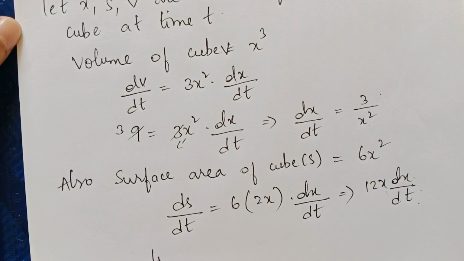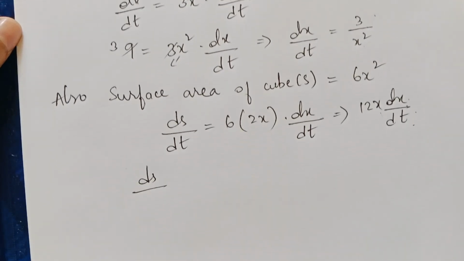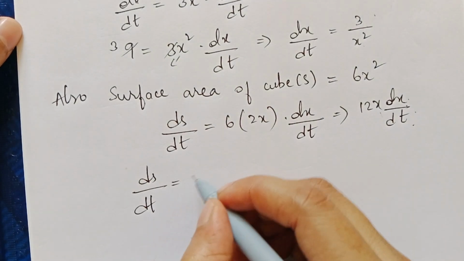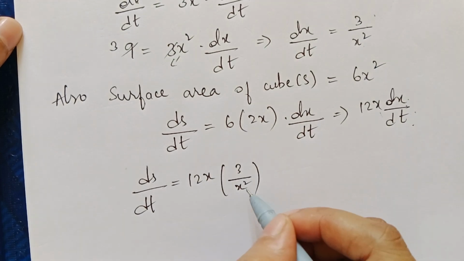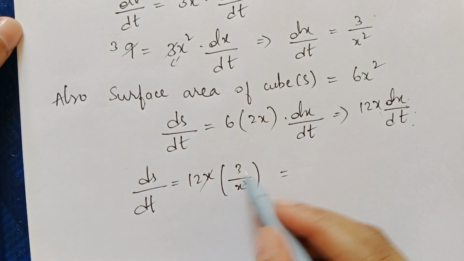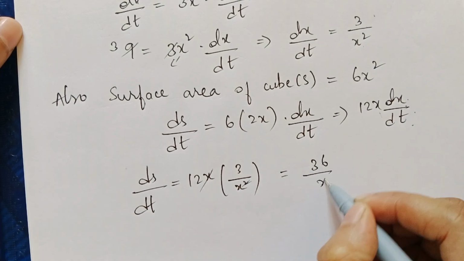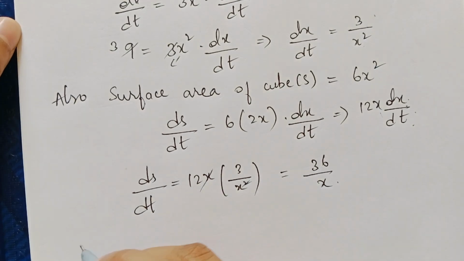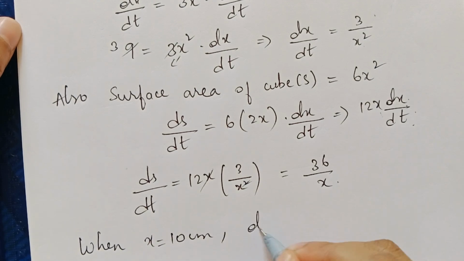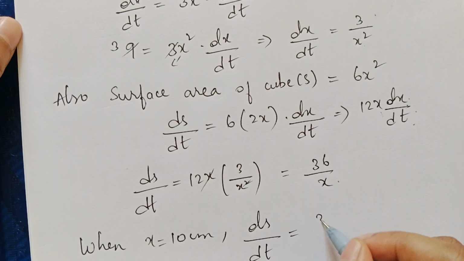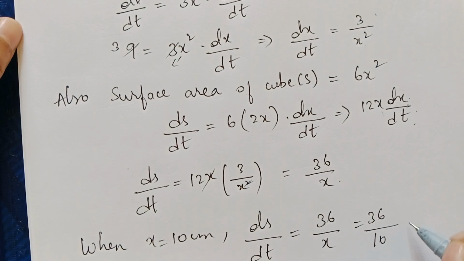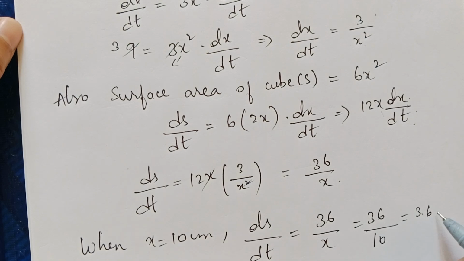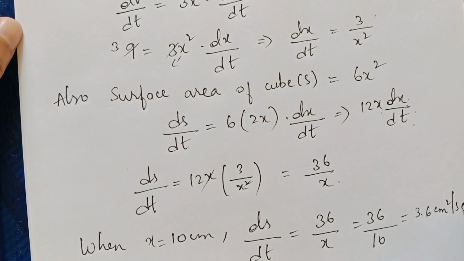We will get dS/dt is equal to 12x into 3 by x square. One x gets cancelled, so it is 12 threes are 36 by x. Now when x is equal to 10 centimeters, dS/dt will be equal to 36 by x, which is 36 by 10, which is equal to 3.6 centimeter square per second.